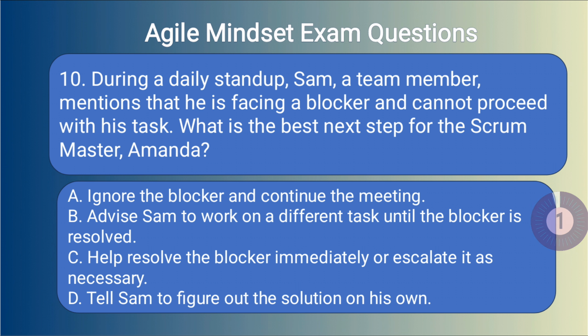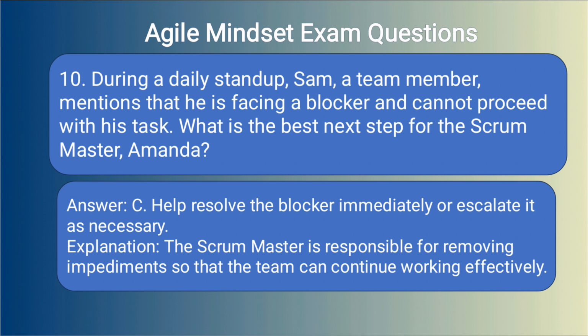Answer: C. Help resolve the blocker immediately or escalate it as necessary. Explanation: the Scrum Master is responsible for removing impediments so that the team can continue working effectively.